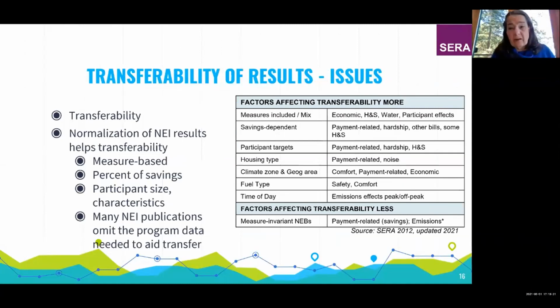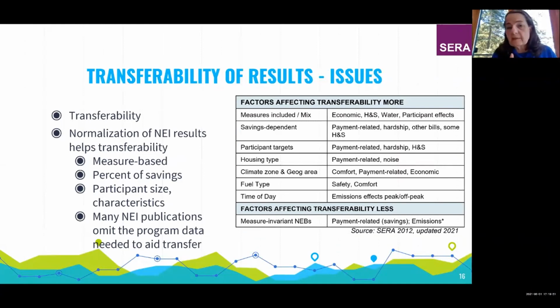Furthermore, a lot of the NEBs really aren't transferable from a fundamental point of view. Some depend very much on the participant targets. So you're not going to get as much hardship benefit if your program is targeted at the commercial sector or something like that. So some of these are really dependent on the type of program you're talking about, so they're not very transferable. Others, though, are, and I think it's really important to look at the ways we can make these numbers more transferable.